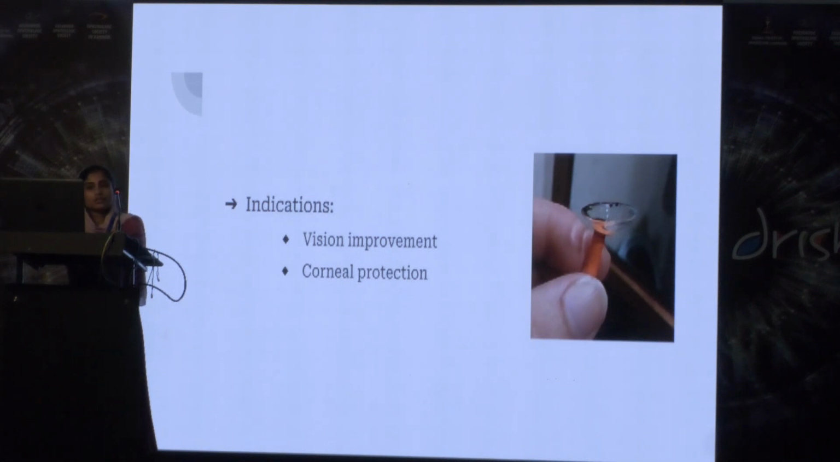The main indications for the use of scleral contact lenses are broadly divided into 2 categories: vision improvement in cases of primary corneal ectasias like keratoconus, keratoglobus and pellucid marginal degeneration, and secondary ectasias where there is post-refractive surgery and corneal irregularities due to injury or corneal ulcers or corneal suture scars. And the next main indication is corneal protection in cases of Stevens-Johnson syndrome, ocular cicatricial pemphigoid, etc.